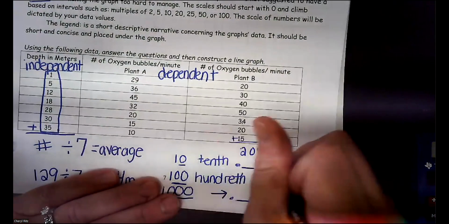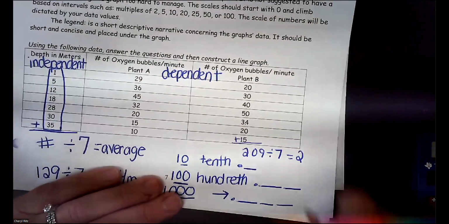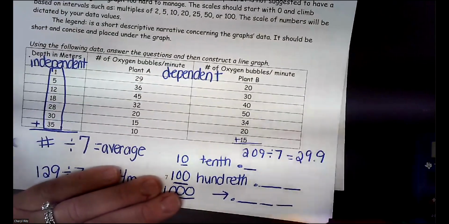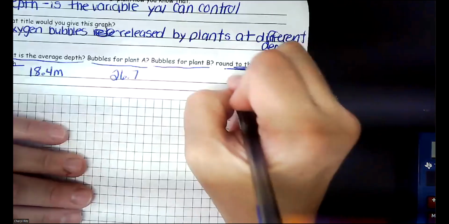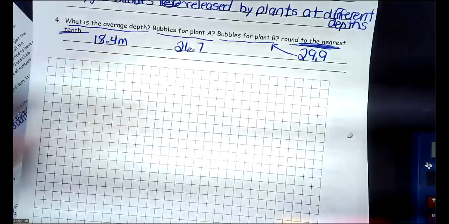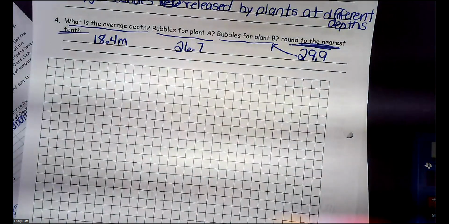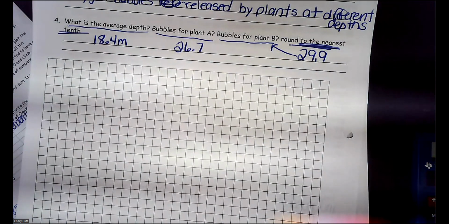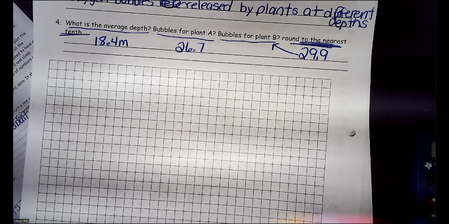So what did I say? It was 29.9 for plant B. Oh, that's for plant B. So do you have those numbers written there? Yeah. Did you do something wrong? Do you know what you did wrong? Okay, so make sure you check your work and know what you did wrong. Is there anyone who's still not sure what they did wrong?